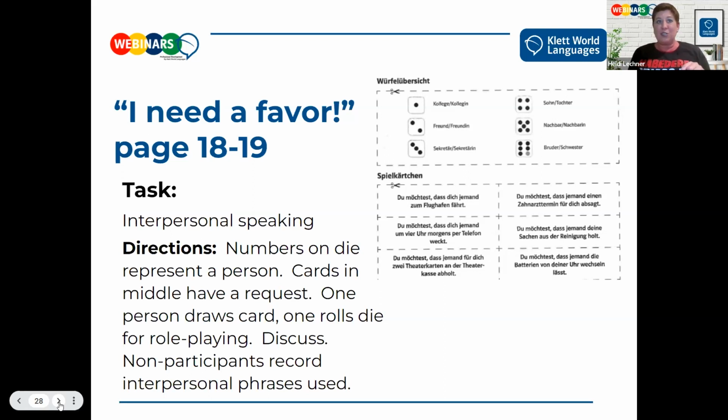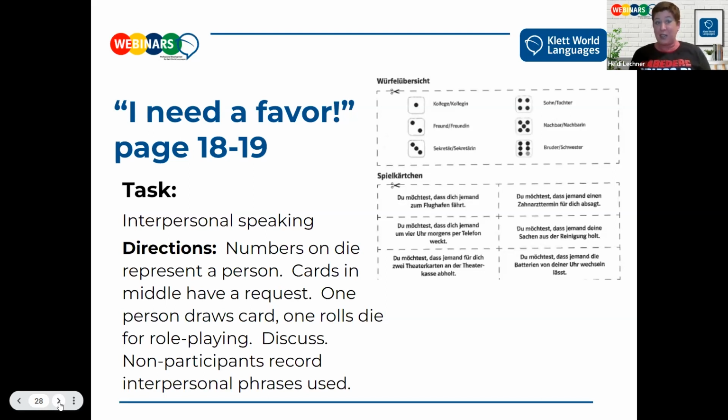This activity is really interesting. You Würfel, right? You have your dice, and if you don't speak German, each number corresponds to a person who is a colleague, a friend, a secretary, son or daughter, neighbor, or brother, sister. So in Germany, your colleague, secretary, and neighbor are all going to be addressed with the formal voice, and the rest would be informal.